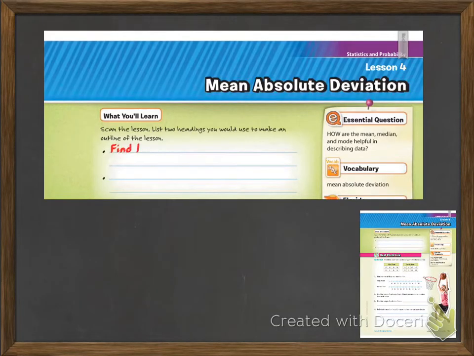Two main things that we're going to cover is first, we're going to learn and find what mean absolute variation is, and we're going to then compare variation.